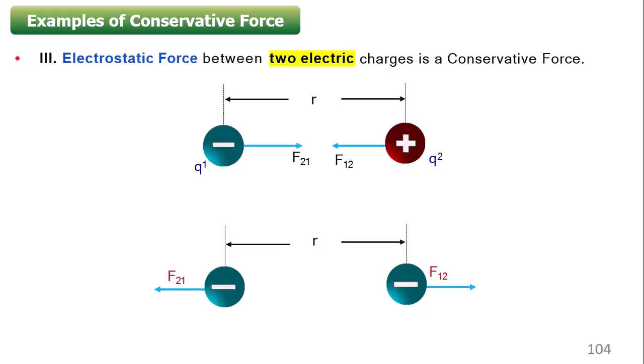And the third force that we learned in the class 12 topic is called the electrostatic force, the force between two charged particles. If there are two charged particles with opposite charges, they will feel an attractive force. If the charges are of the same nature, they will feel a repulsive force. In both situations, whether attractive or repulsive, the force is electrostatic in nature, and electrostatic force is also a conservative type of force.